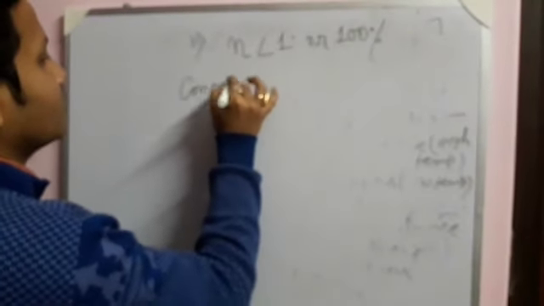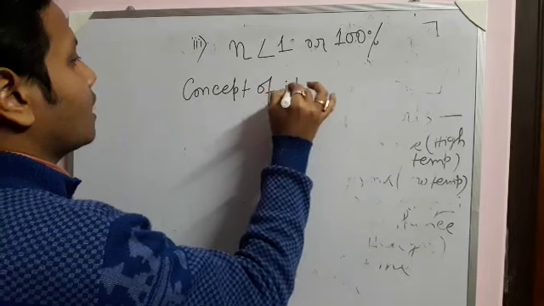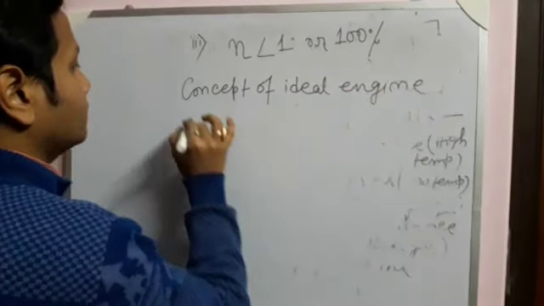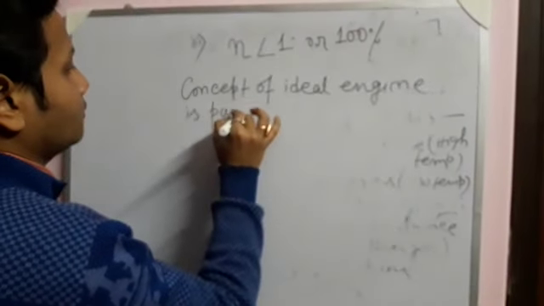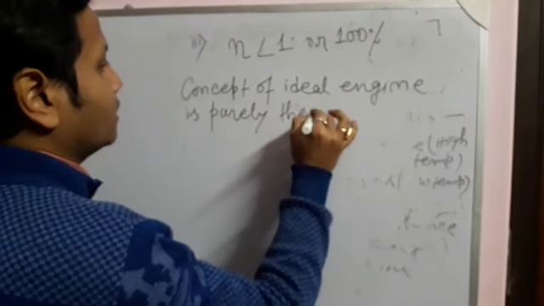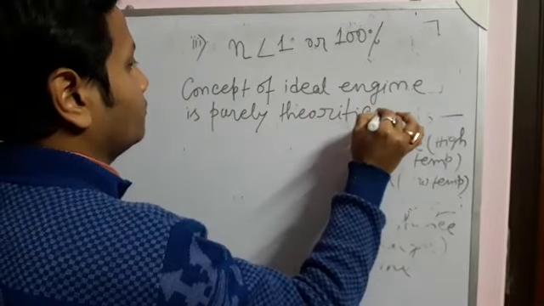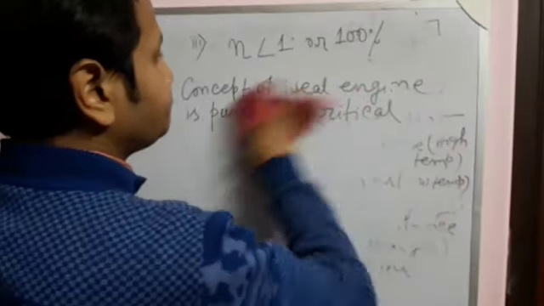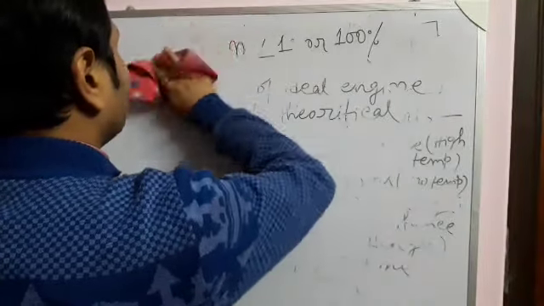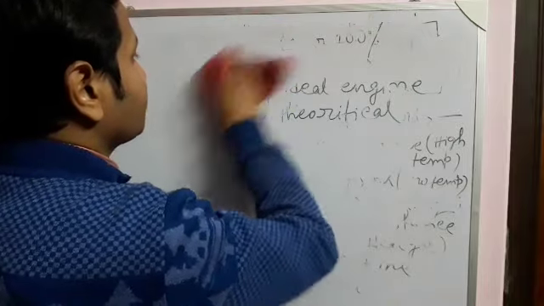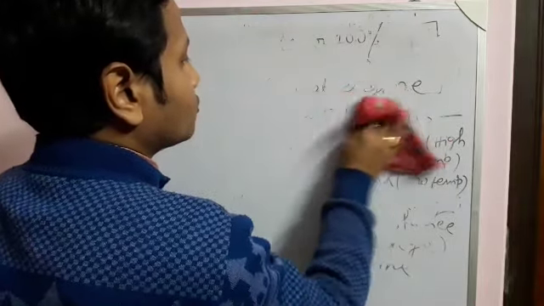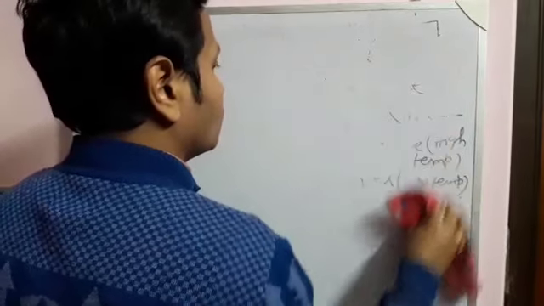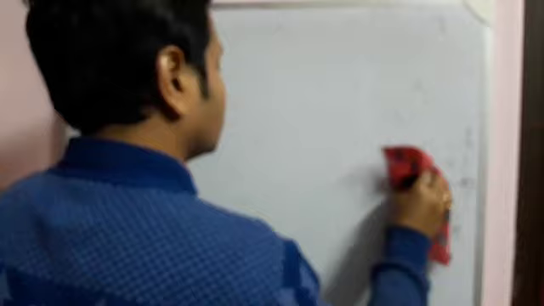So I can write it: the concept of an ideal engine is purely theoretical. Must remember it. Now the next question that arises: what is the Carnot cycle, and what are its steps?